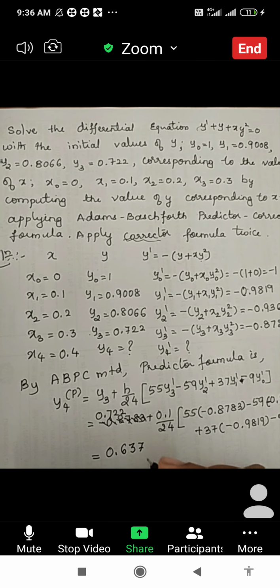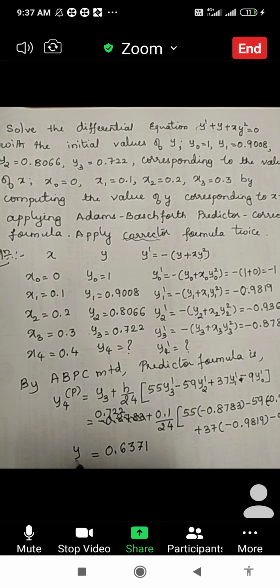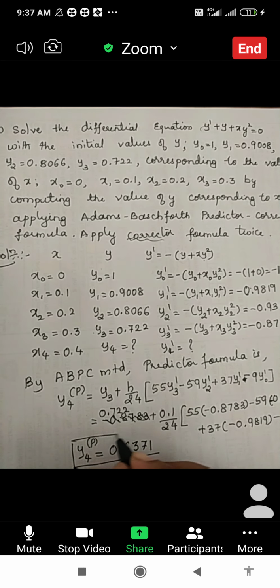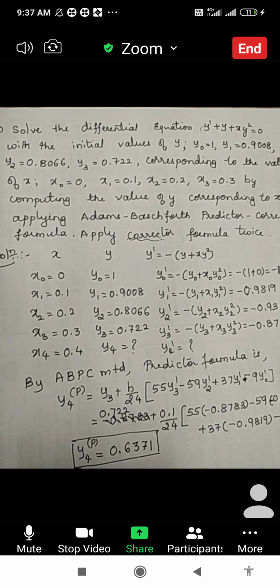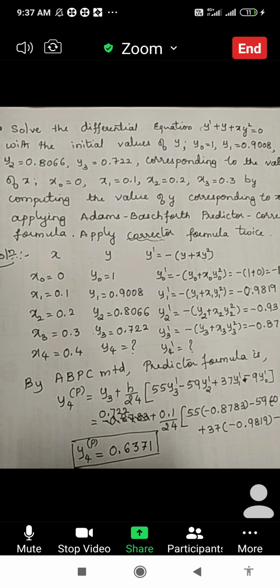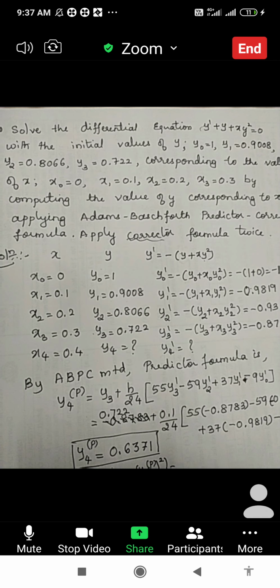637 after 7... 6371. This is the predicted value. Before applying the corrector formula, we have to calculate what is y4 dash. y4 dash is defined as minus y4 predicted value plus x4 times y4 predicted value, the whole square.